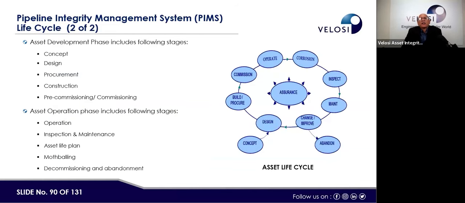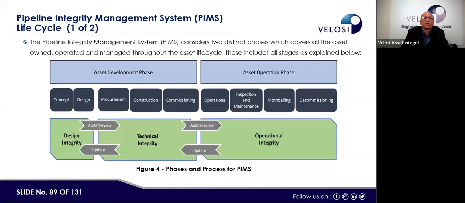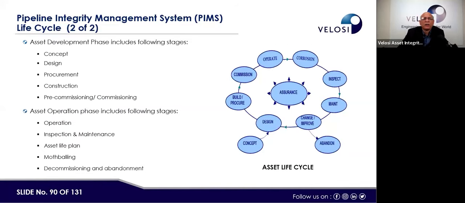Then from a cycle point of view, first is the concept, then design, build, procure, commission, operate, then corrosion control if corrosion damage mechanisms are there, then inspection, then maintenance, then there could be a change or abandonment of the pipeline. So this is the life cycle. We can go this way as a closed cycle, or as a linear one. Both indicate the life cycle management of a pipeline.